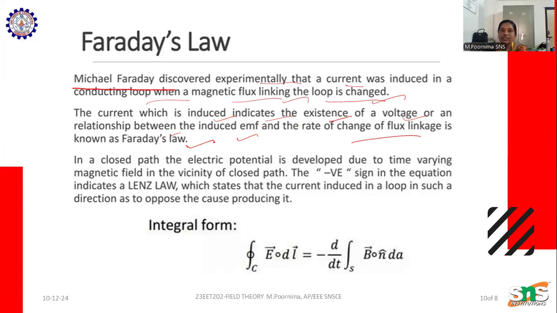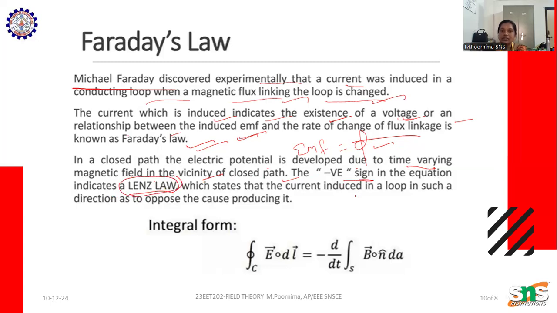So what is Faraday's law? Faraday's law is the relationship between the induced EMF and the rate of change of flux. In a closed path, the electric potential is developed due to the time-varying magnetic field in the vicinity of the closed path. The negative sign in the equation indicates Lenz's law.